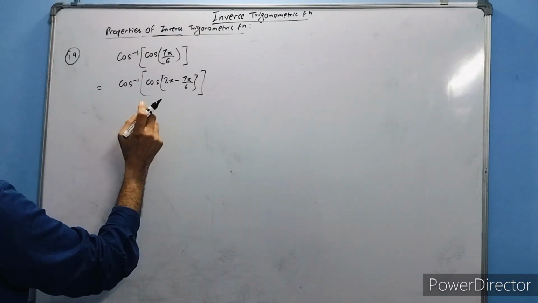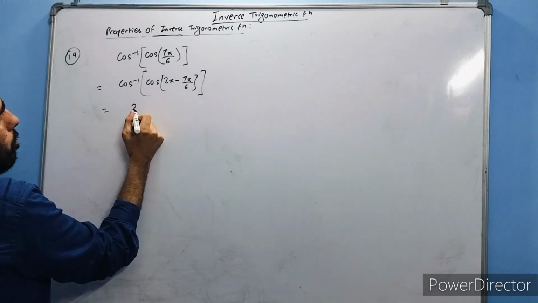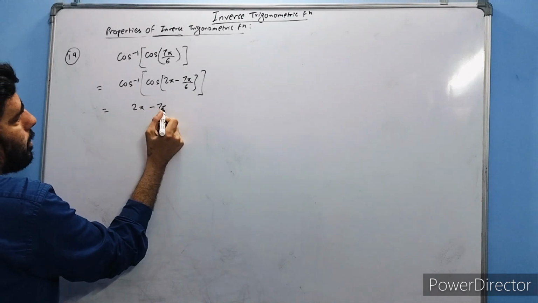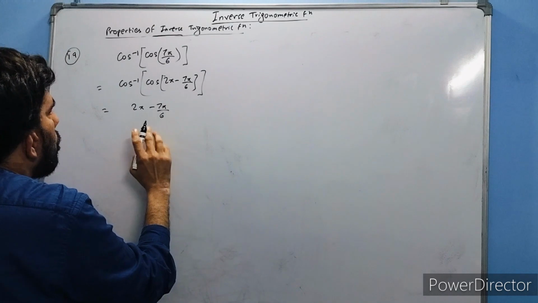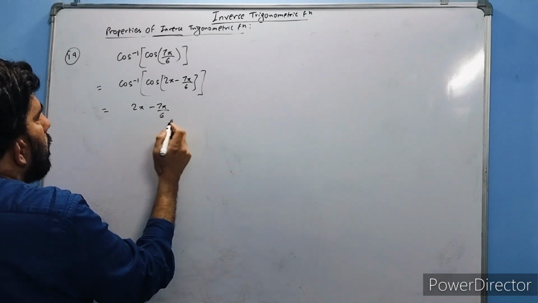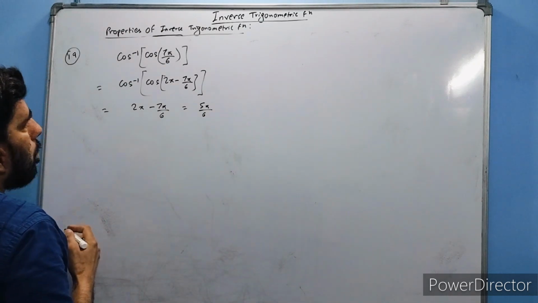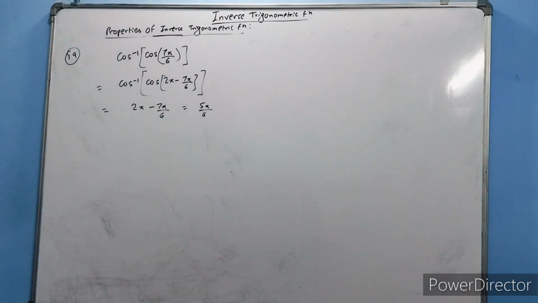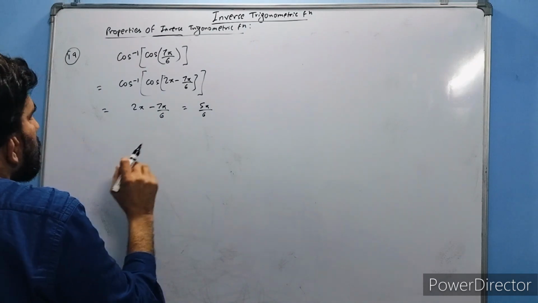Because in the first quadrant and in the second quadrant, cos is positive. So we have 2 pi minus 7 pi by 6, and if I try to put it, it will be 5 pi by 6. Okay, so that is the value that we have got here.